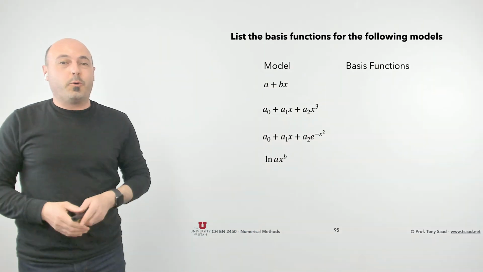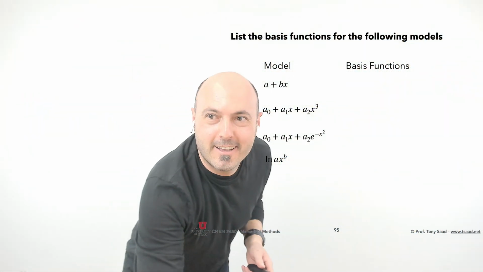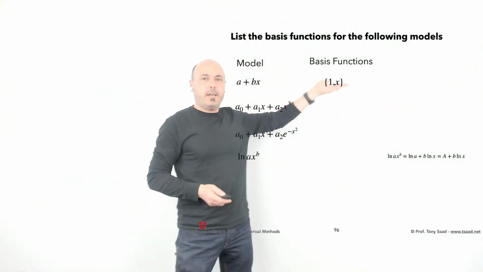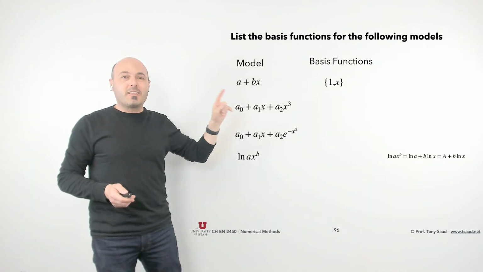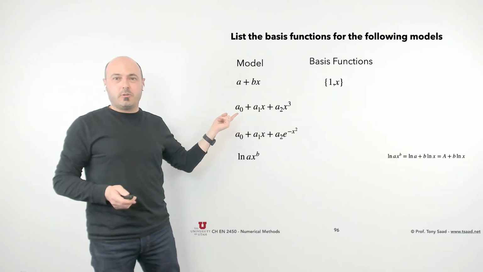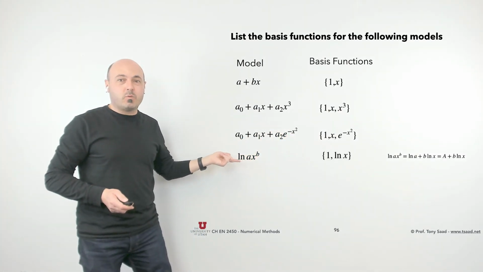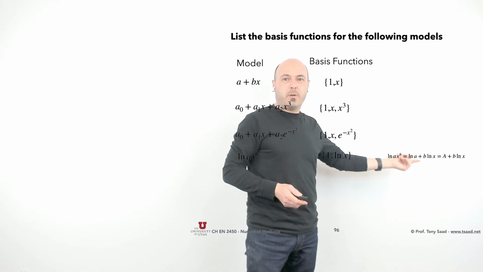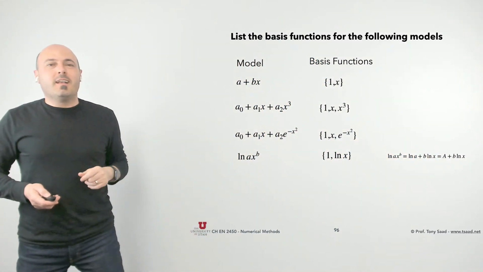Like we just discussed, you guys all nailed it. So the basis functions for the first model are 1, x. Don't be fooled by the a. A is not a basis function; it is just a coefficient multiplying x to the power 0. In the second case, you got 1, x and x cubed. The third case, you got 1, x and e to the minus x squared. And the last one, just like Kaya did, log a x to the b, you split that and get log a plus b log x, and log a is just a constant. So that's critical.